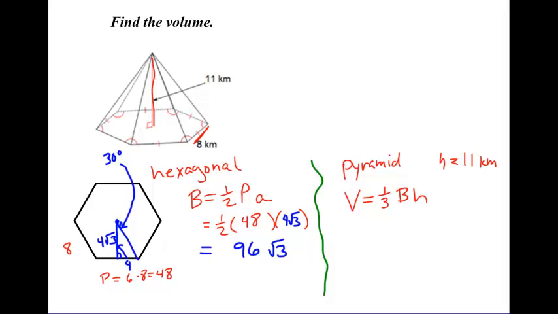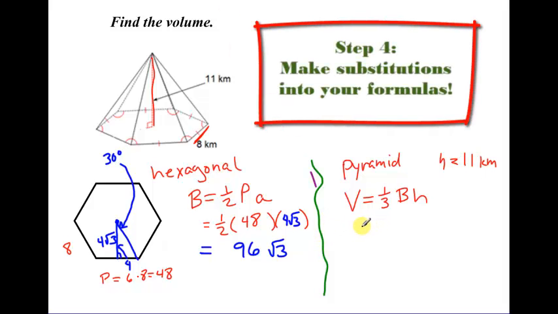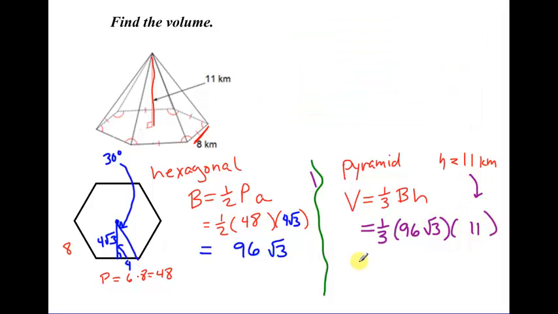All right, we are in the home stretch. Now all we got to do is just come plug it in. So for our volume, we just figured out our base area is 96 radical 3. And we made note of our height just back there is 11. So let's get it cranked out. Again, I'm going to keep it in terms of radical 3 to stay exact. Let's take a third of 96 and times that by 11 for a grand total of 352 radical 3. And check your units, that's going to be cubic kilometers.